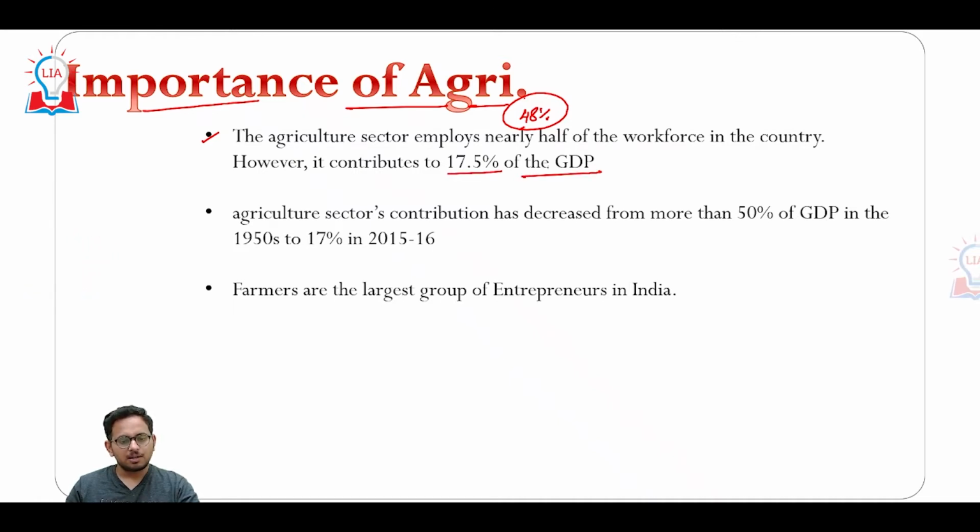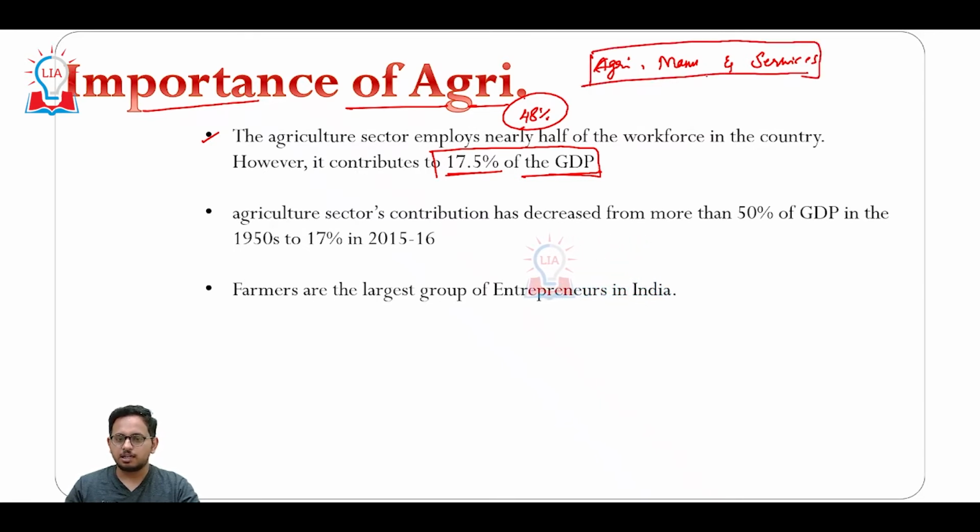But agriculture contributes only 17.5% to GDP. When you talk about the different sectors of the economy, you have agriculture, manufacturing and services. When you compare these 3 sectors and their contribution to India's GDP, services is greater than manufacturing, which is greater than agriculture. Agriculture contributes very, very little, even though it employs around 50% of India's population, and this is the biggest problem that we have.